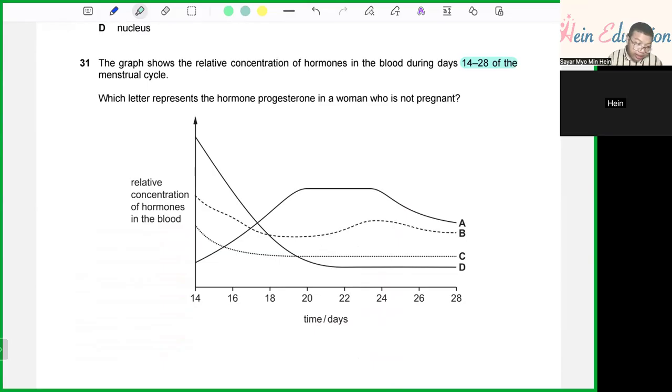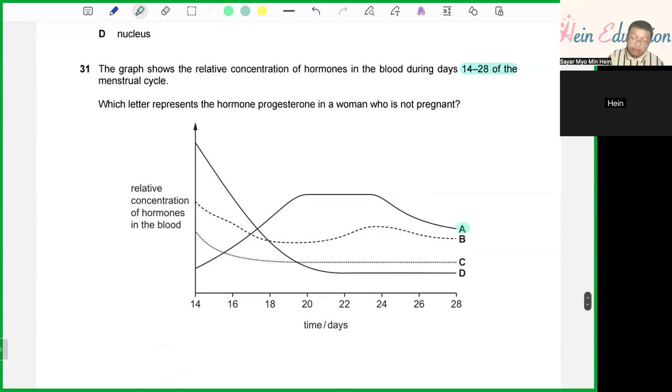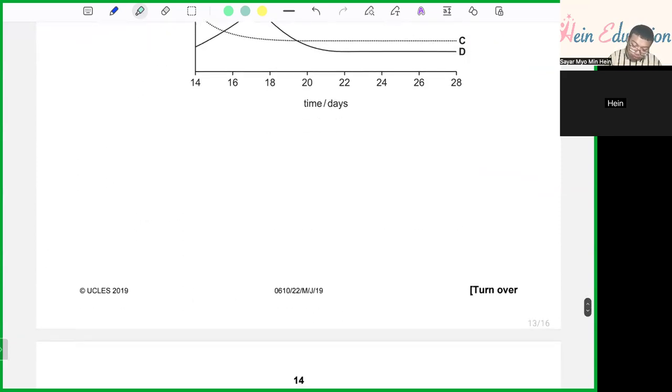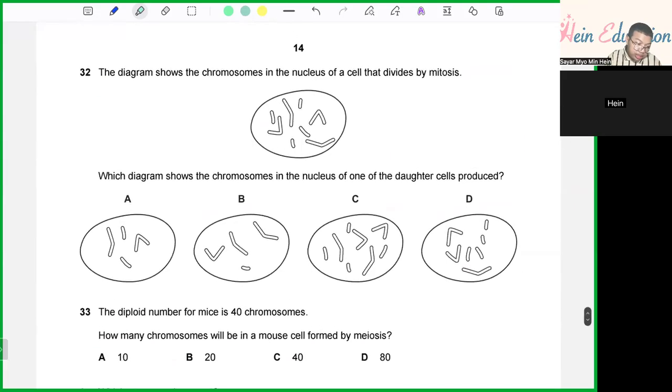So I already mentioned, right? After day 14, the progesterone level will increase to maintain the uterus lining. And if the woman doesn't get pregnant, it will fall, it will decrease. So as you can see, after day 14, only the graph that is rising or increasing is labeled A. So the answer is A.